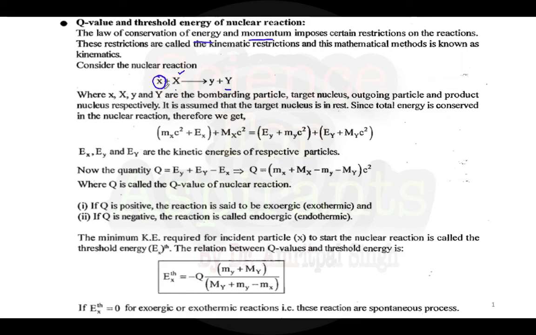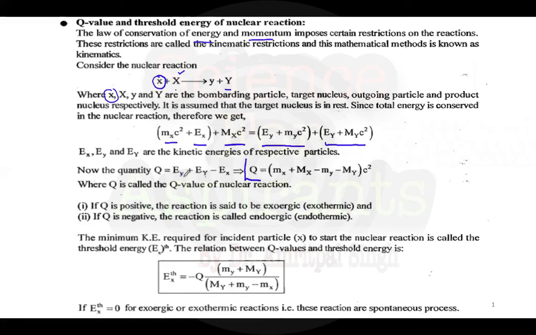Now you can see that the capital parent nucleus is in the state of rest. The bombarding particle small x has some rest mass energy and some kinetic energy, with which it is being shot at the parent nucleus. So this is the energy of our parent nucleus, and these are the total energies of our outgoing particle and our product nucleus. Now the value of this Q energy is equal to Ey plus Ex.